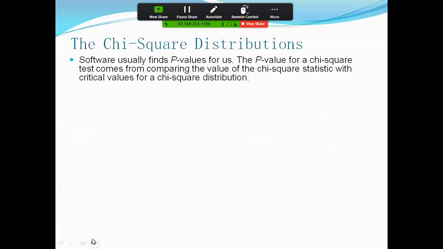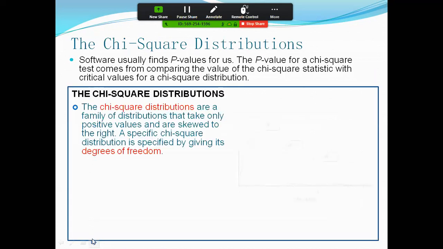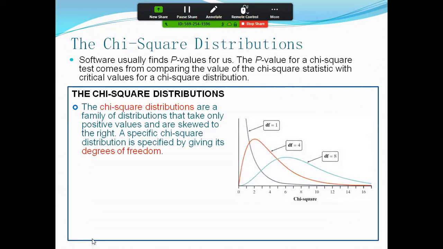The chi-square distributions. Software usually finds p-values for us. The p-value for the chi-square test comes from comparing the value of the chi-square statistic with critical values for a chi-square distribution. The chi-square distributions are a family of distributions that take only positive values and are skewed to the right. A specific chi-square distribution is specified by giving its degrees of freedom.